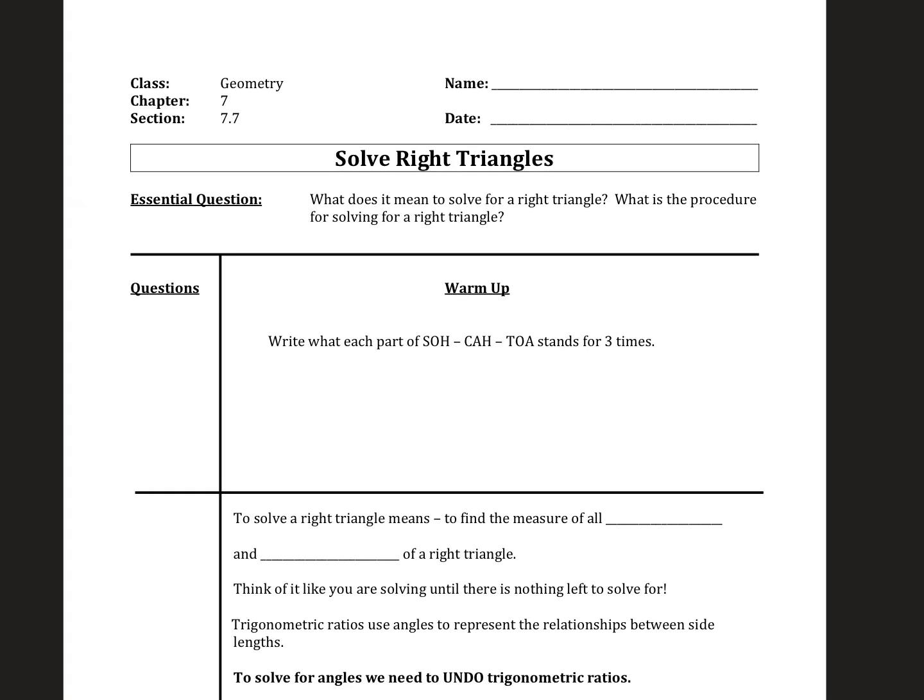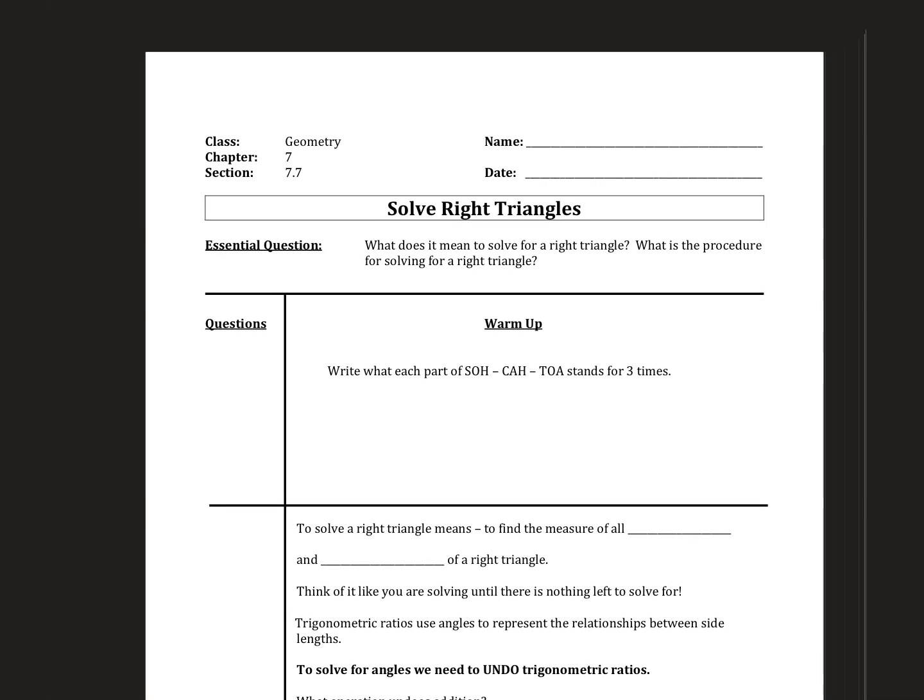We're continuing with the last section of Chapter 7, which is 7.7, and we're putting together everything we've learned about right triangles, using the Pythagorean theorem with trig ratios and solving for missing angles and missing sides. So yes, that's what we're doing today. We're going to be solving a right triangle. Basically that means all the sides and angles that are missing are solved for, okay?